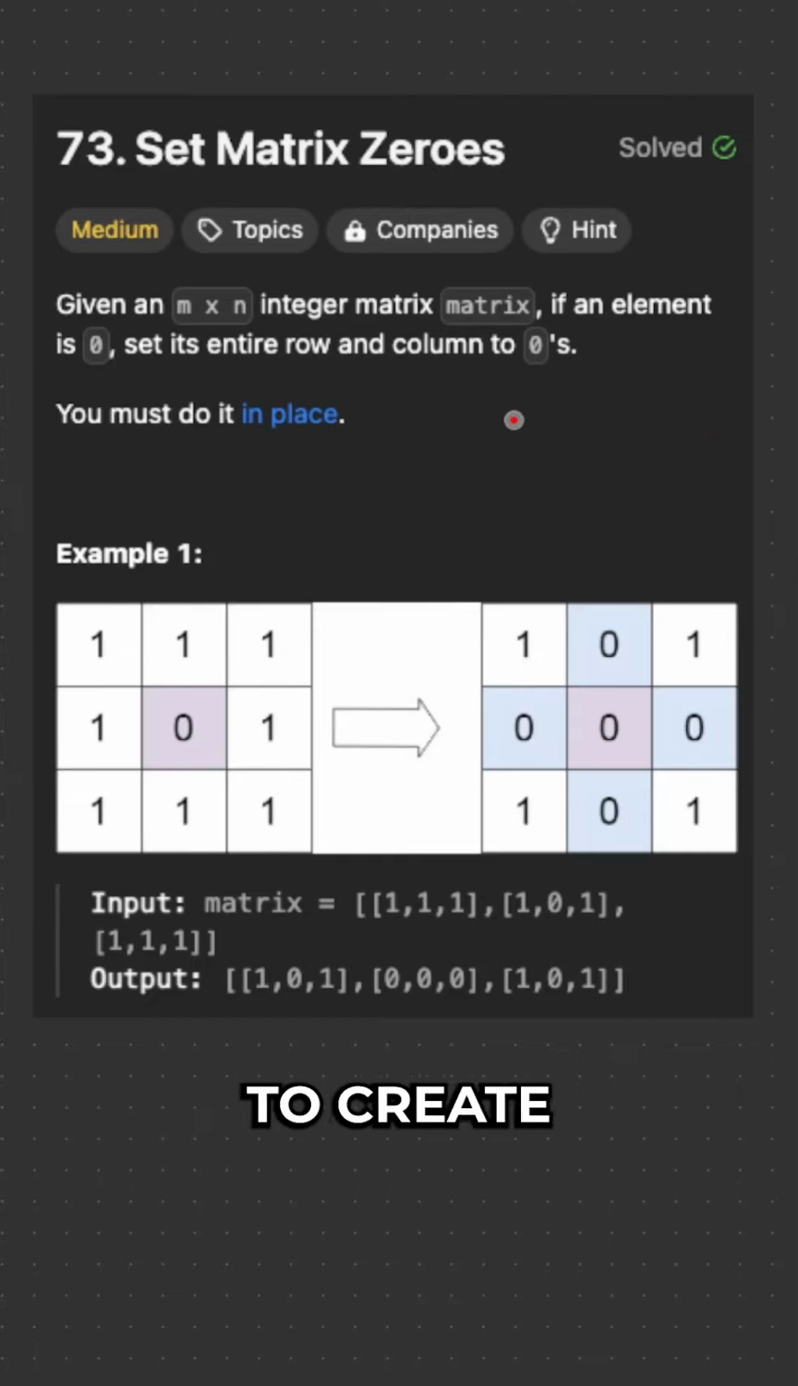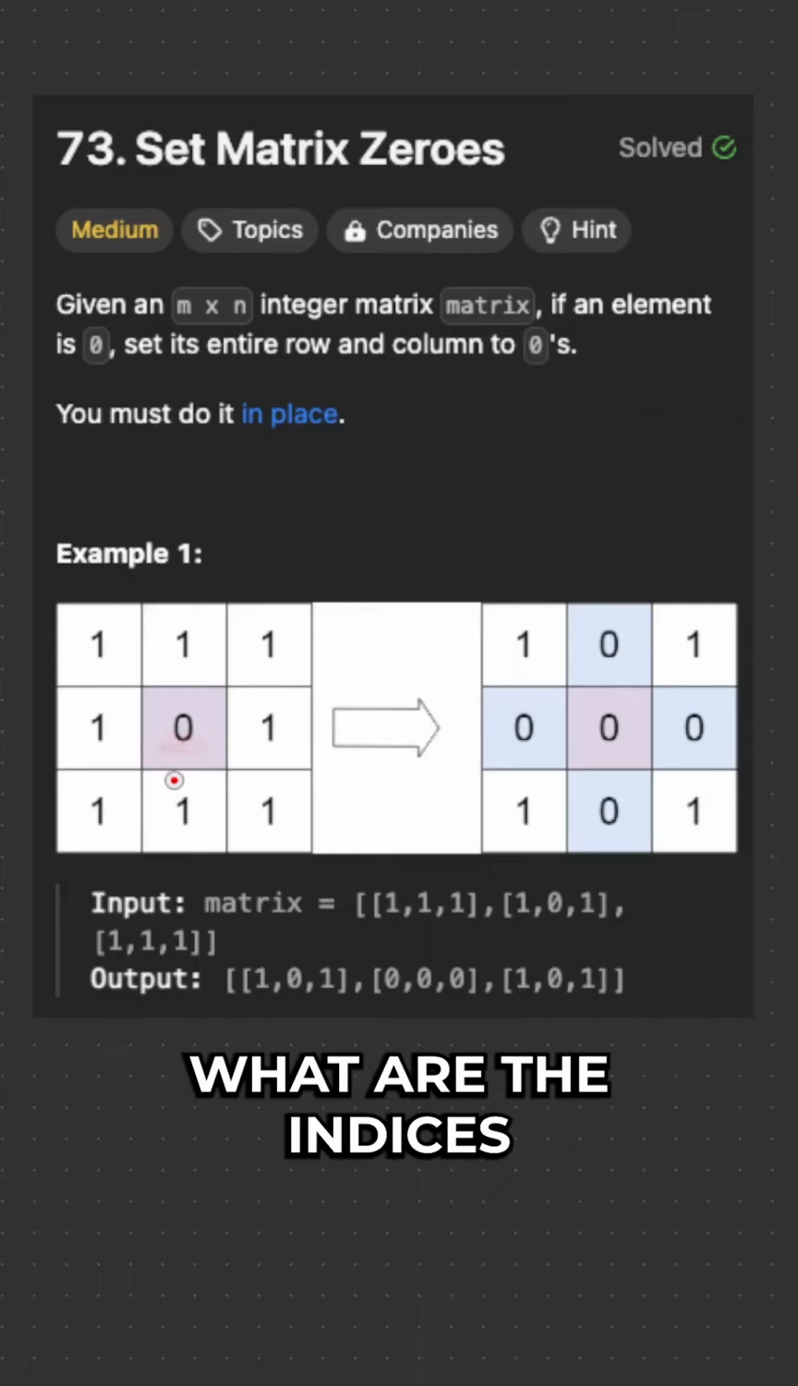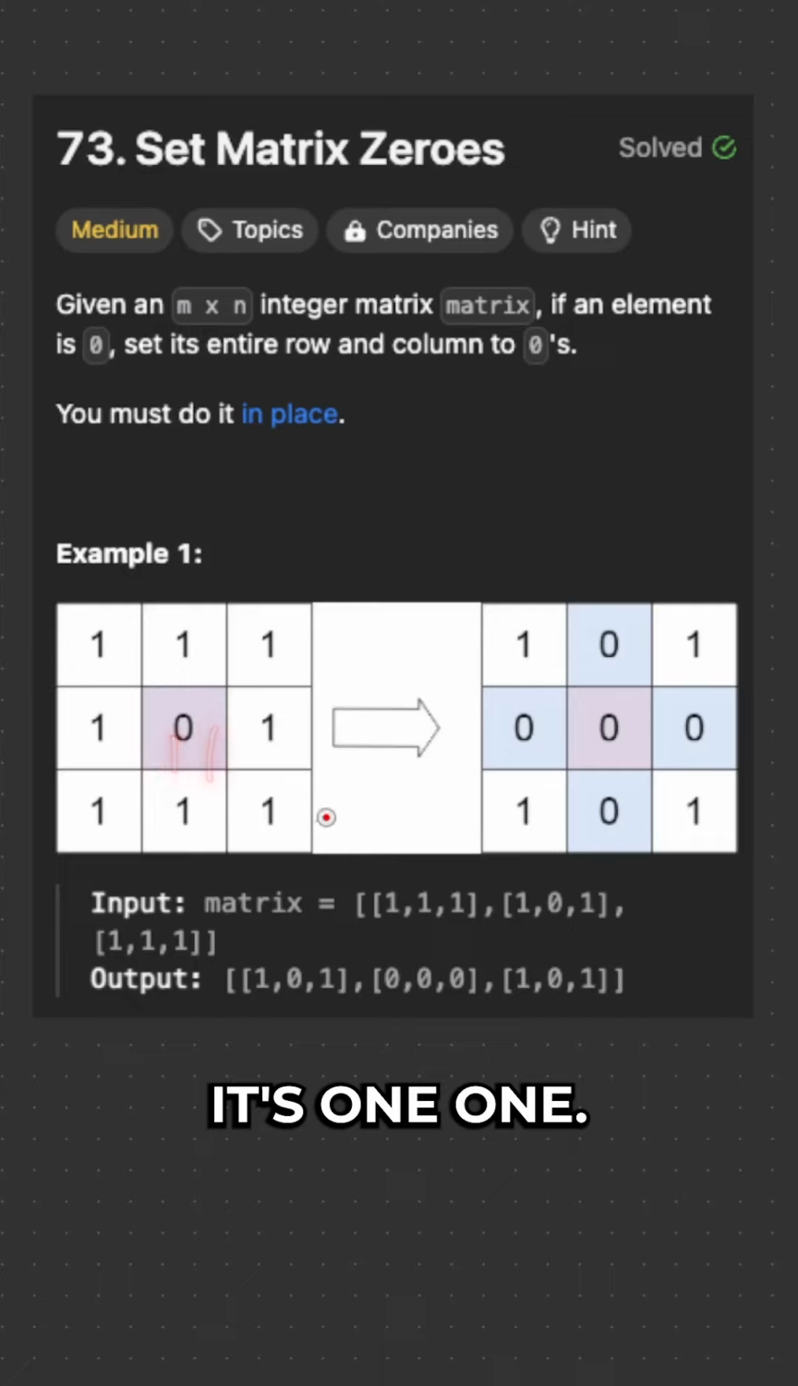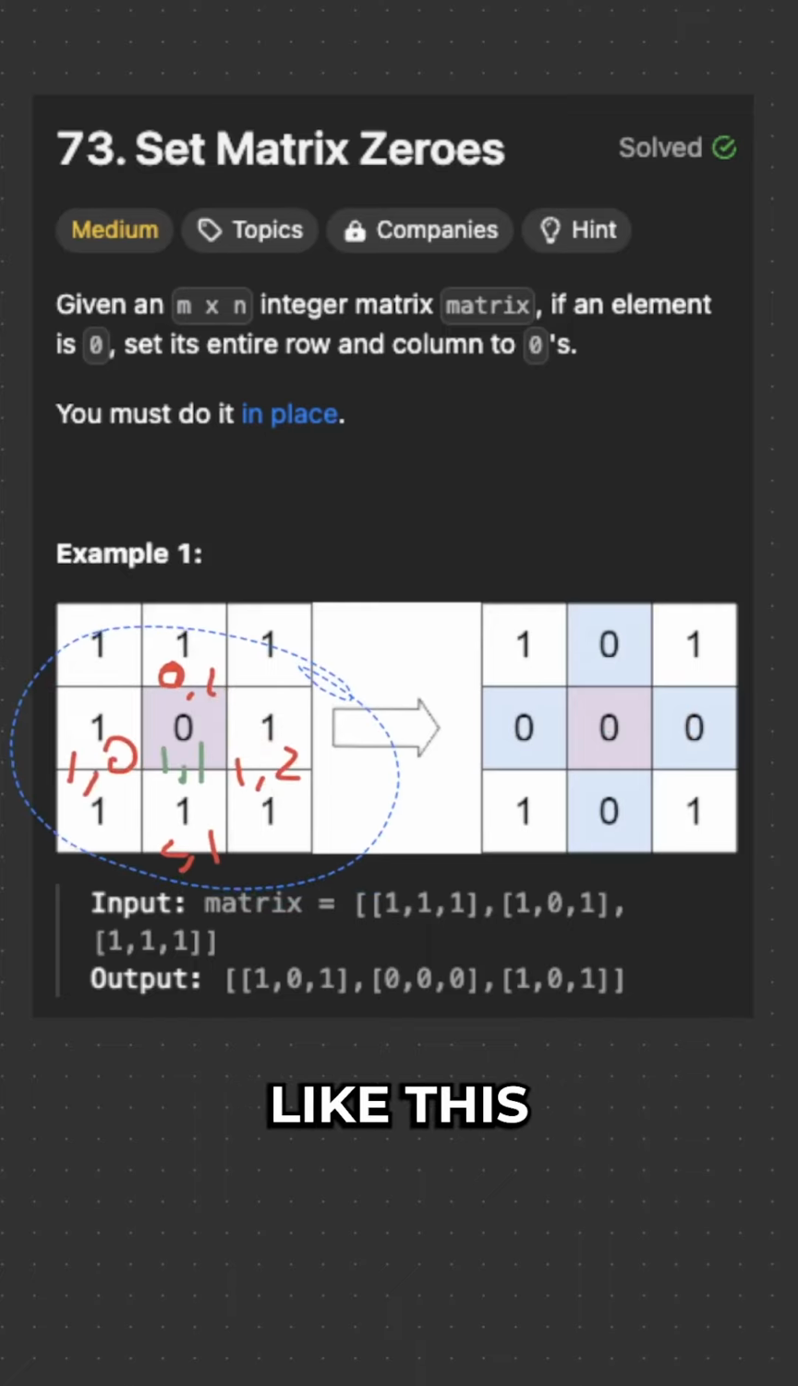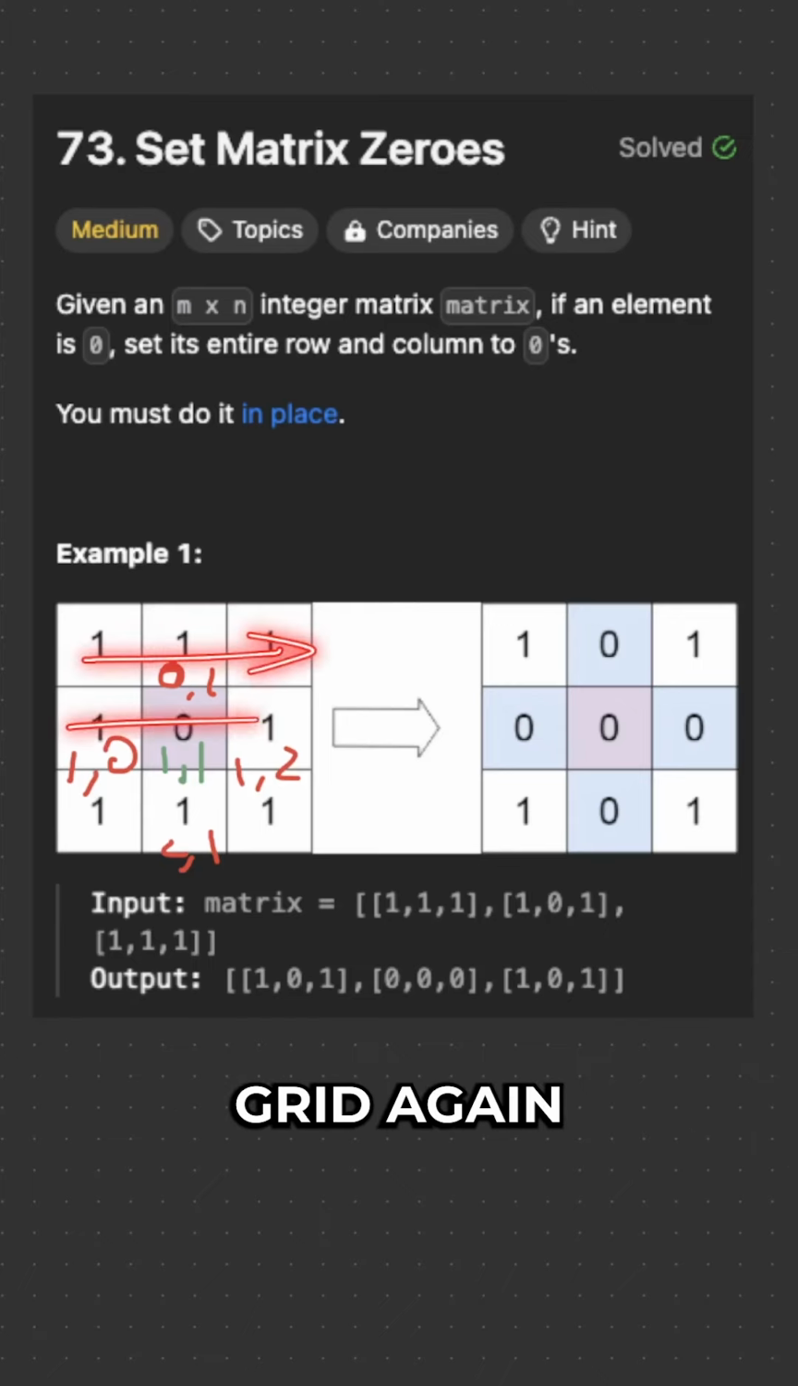So initially we're going to create two sets, one for the x coordinates and then one for the y coordinate. And our initial point to look at is this 0. So what are the indices at this 0? It's 1, 1. We need to convert the entire row and columns to 0. So we need to look for rows that also have 1s and columns that also have 1s. So after we iterated through this grid to find those coordinates, it's going to look like this. Then we need to iterate through this grid again and update these 1s in place to equal 0.